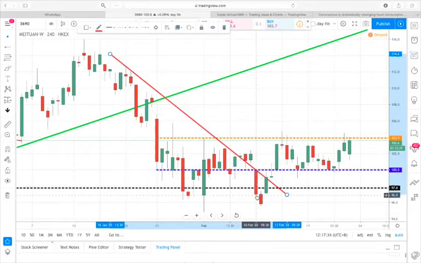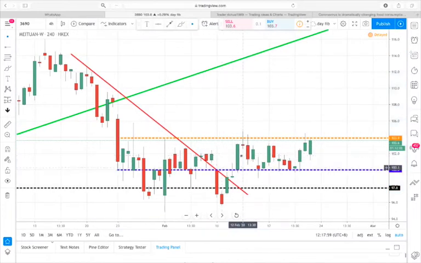Then a second opportunity comes again. Here you can see it opened here and closed outside of the bearish red trend line, and then it went up here. So this is your good buying opportunity, 11th of February, and then it moved up very nicely out of this resistance, the blue line, and now it is going sideways here.